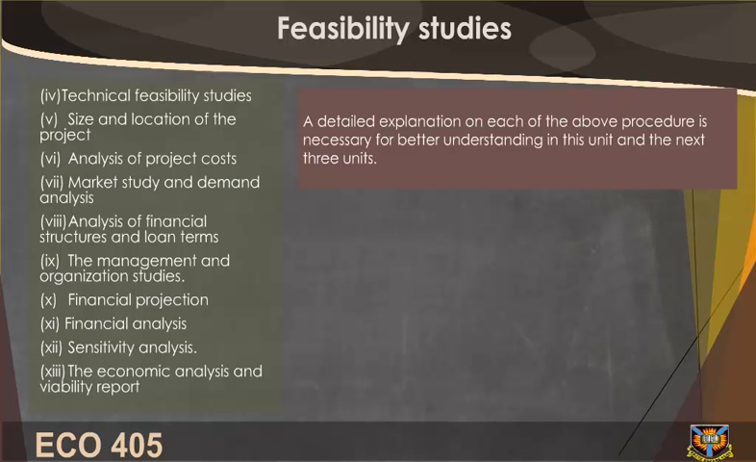8. Analysis of financial structures and loan terms. 9. The management and organization studies. 10. Financial projection. 11. Financial analysis. 12. Sensitivity analysis. 13. The economic analysis and viability report. A detailed explanation of each of the above procedures is necessary for better understanding in this unit and the next 3 units.